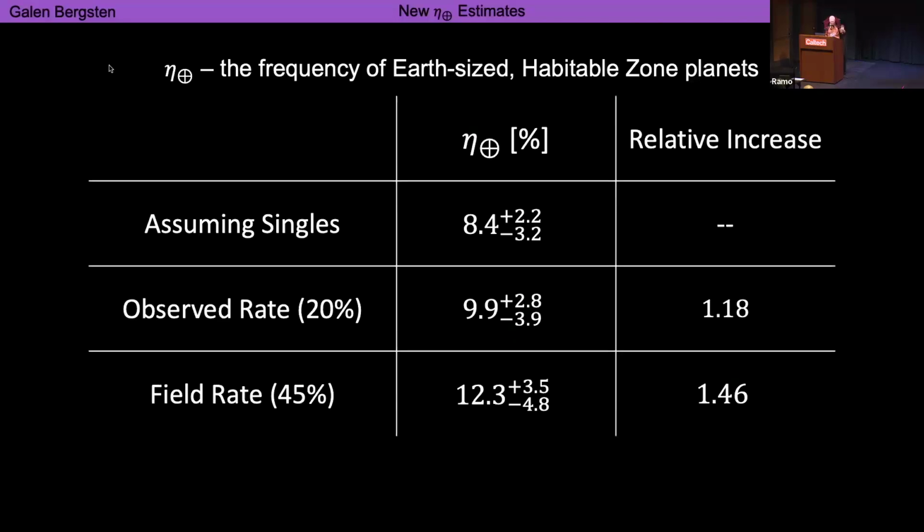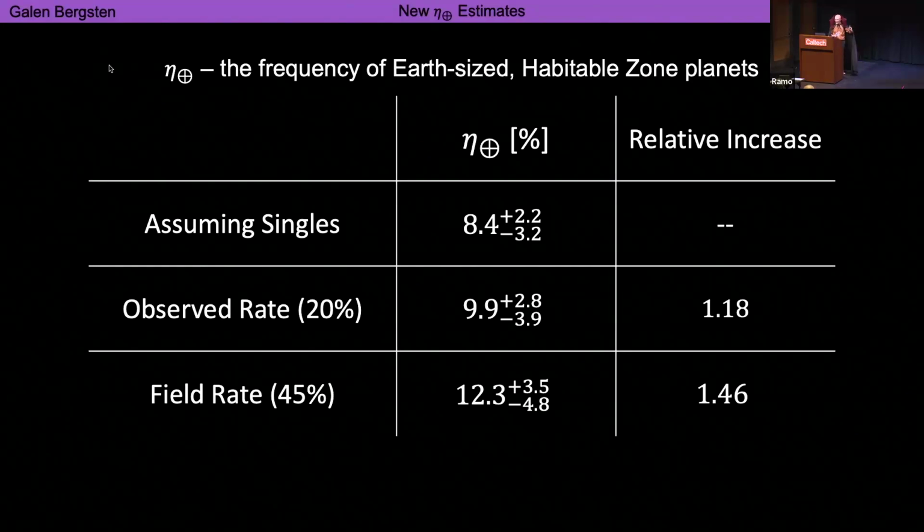So in this table, the A to Earth column is showing you the frequency of Earth-like planets. Our original models, assuming everything was single, had a value of like 8-ish%. Now we're going up to maybe 10 or 12% with these corrections. That's not a huge deal. Don't worry too much about these numbers.